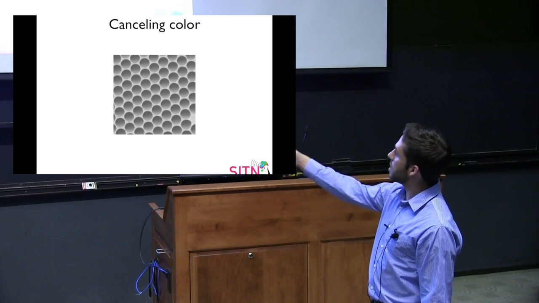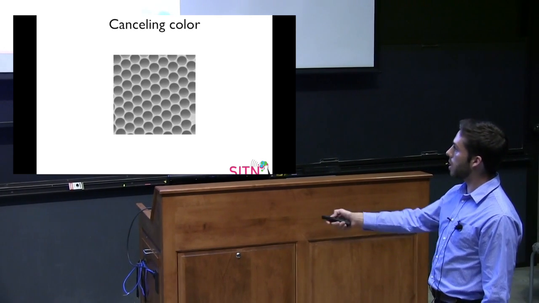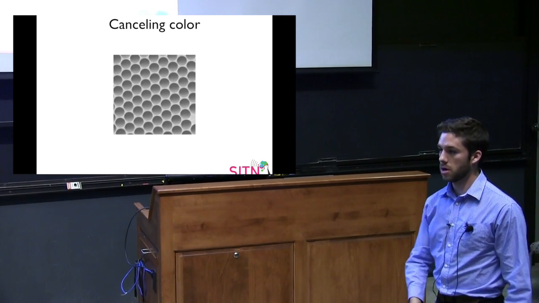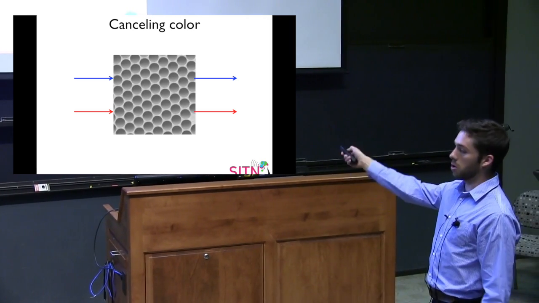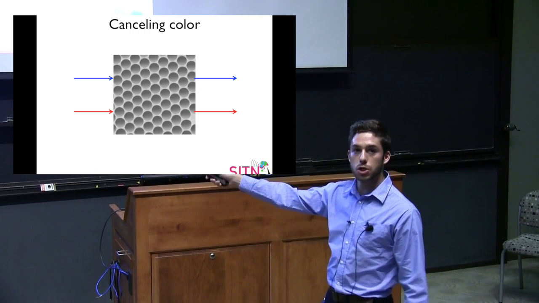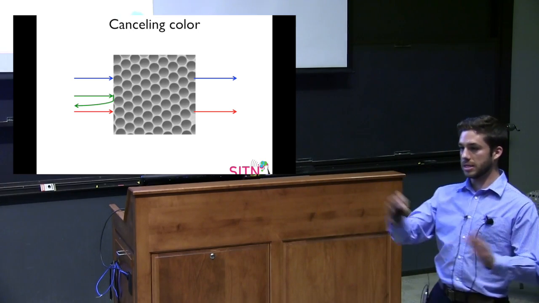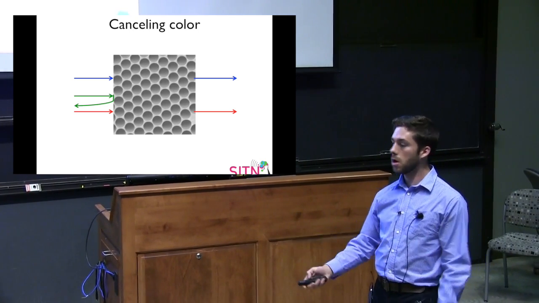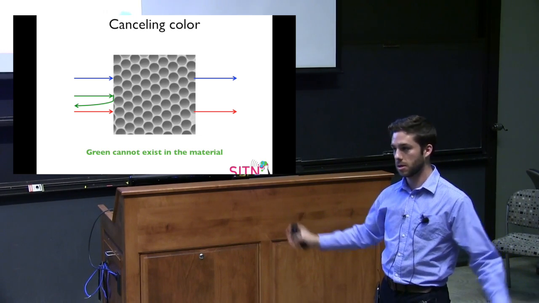So if I make these spacings just right to cancel out a specific color, I can shine blue on it, and that'll pass through my photonic crystal as if it's almost not there. I can similarly shine the color red on it, and it'll pass through almost as if it's not there. But again, if I make these spacings just right, when I shine green on this photonic crystal, it destructively interferes everywhere. So essentially what I've done is I've made a material where the color green simply cannot exist.